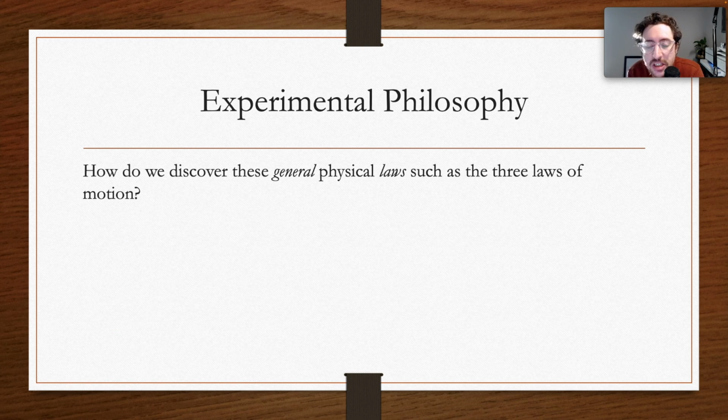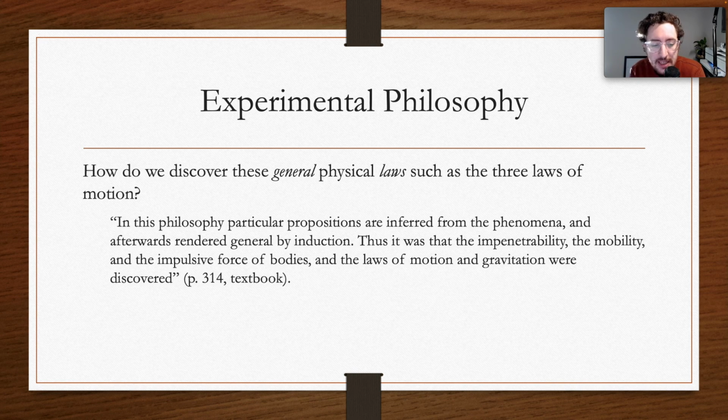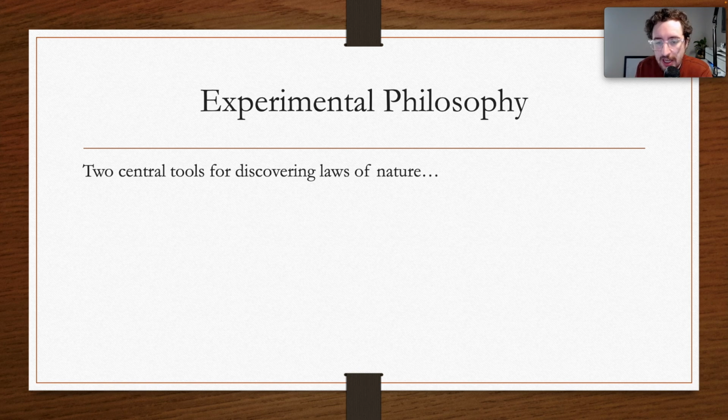But how do we discover what those general physical laws are, such as those three laws of motion or that inverse square law of gravity? He says, "In this philosophy, particular propositions are inferred from the phenomena, and afterwards rendered general by induction. Thus it was that the impenetrability, the mobility, and the impulsive force of bodies, and the laws of motion and gravitation were discovered." So notice these two central tools.